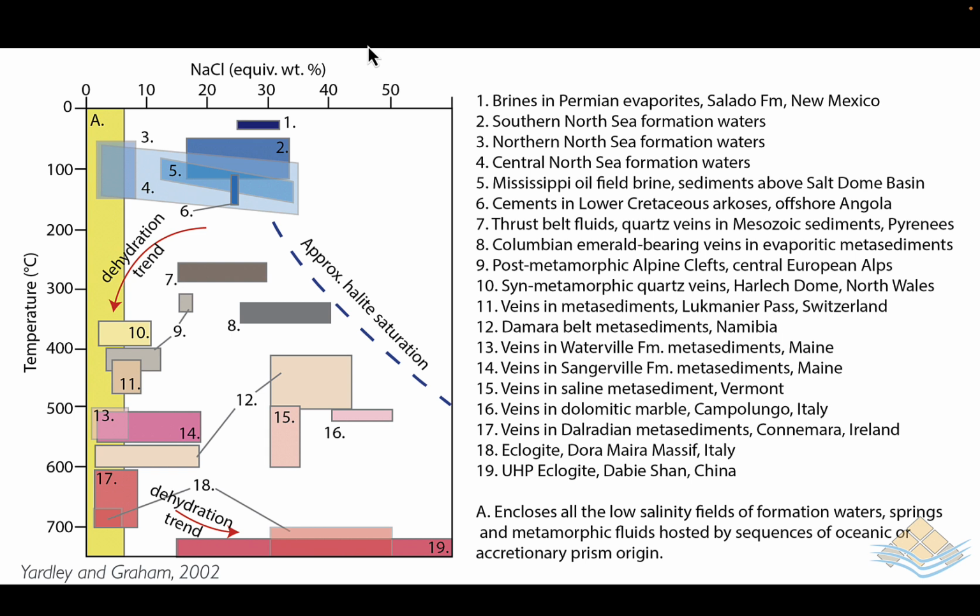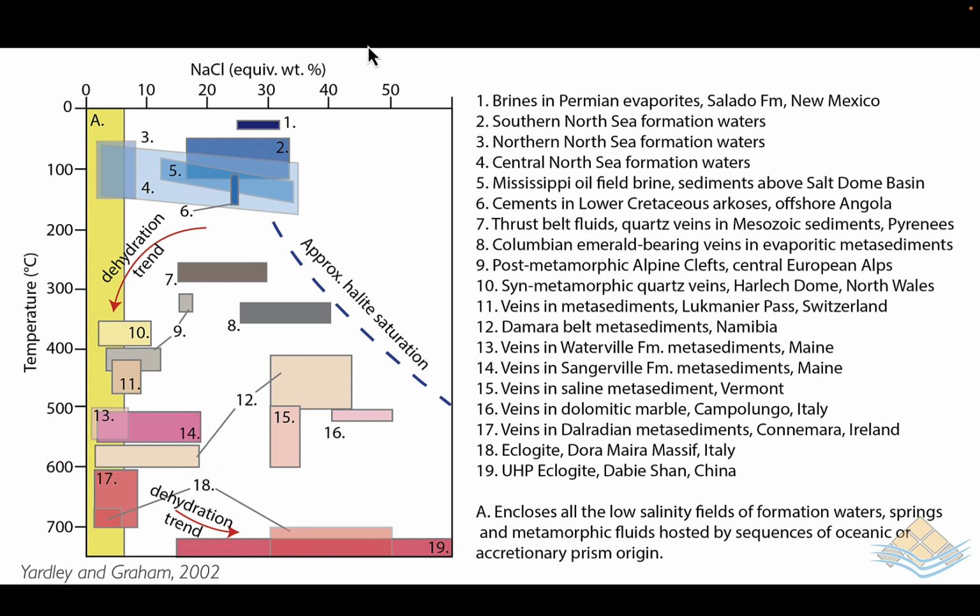So, for example, in the Pyrenees, where we have salt-lubricated thrust belts, we see the quartz veins retain quite high levels of sodium chloride, as do the various emerald-bearing veins in evaporitic metasediments in the Colombian emerald fields. Similarly, the meta-evaporitic Damara belt metasediments in Namibia retain these high levels of salinity, and there's a segregation there in the Damara between those areas which had an evaporitic protolith and those which had a non-evaporitic association.